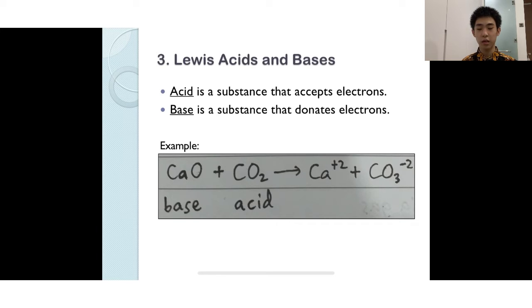calcium oxide donates electrons to carbon dioxide, which is, the calcium oxide donates the oxygen to carbon dioxide, where the oxygen carries the electrons, while the carbon dioxide accepts electrons. So carbon dioxide is an acid, while calcium oxide is a base.